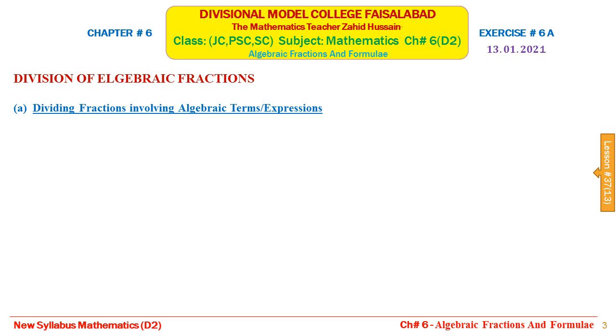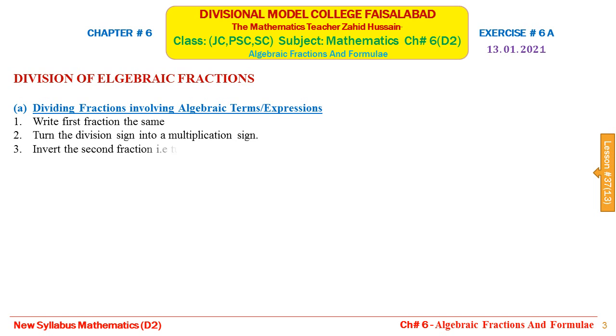Now this is division of algebraic fractions: dividing fractions involving algebraic terms or expressions in the numerator and denominator. The rule, the steps to divide, is: write the first fraction the same, and turn the division sign into multiplication. We will first change the division sign into multiplication. That is, we will change the division problem into a multiplication problem, and then we will apply the same steps as we did in multiplication of algebraic fractions.